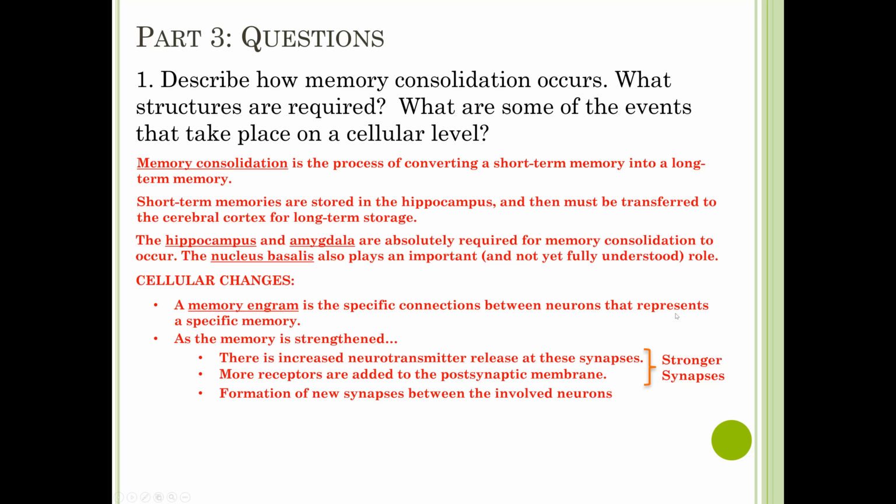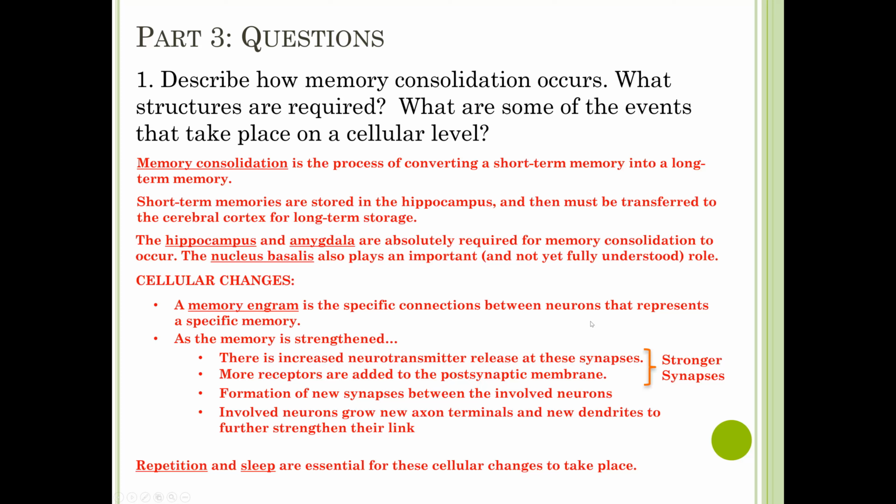You're also going to get the formation of new synapses between the neurons involved in the engram. And the involved neurons are also going to grow new axon terminals and new dendrites to further strengthen their link. So the more of these cellular changes that take place, the stronger these particular neurons are linked together, and thus the stronger the memory.